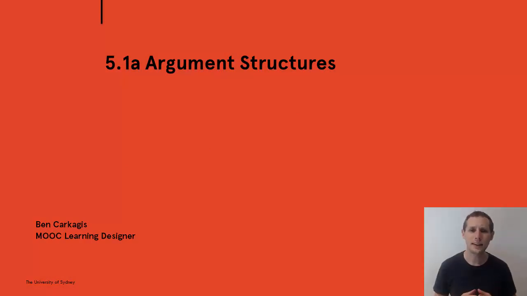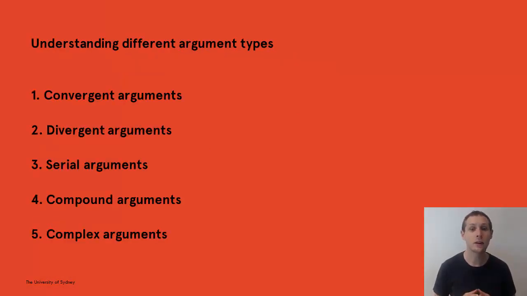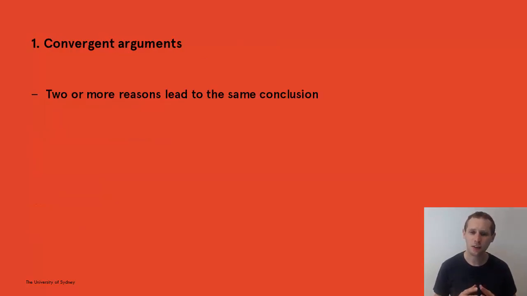On top of a basic argument of claim and evidence, we can also have what Beasley terms convergent and divergent arguments. A convergent argument is one where two or more reasons lead to the same conclusion in an argument. A convergent argument might run something like this.